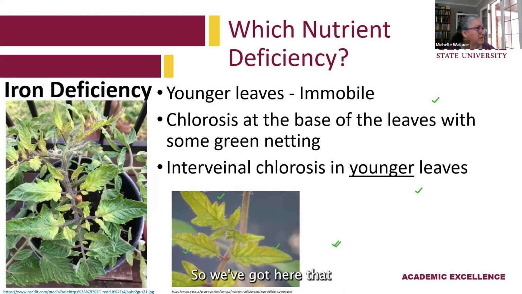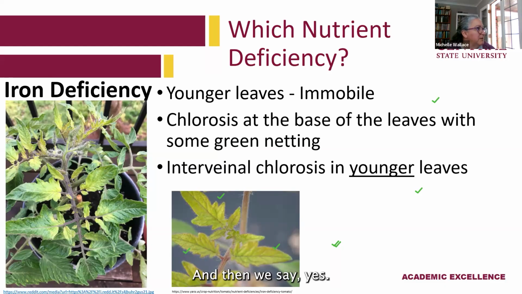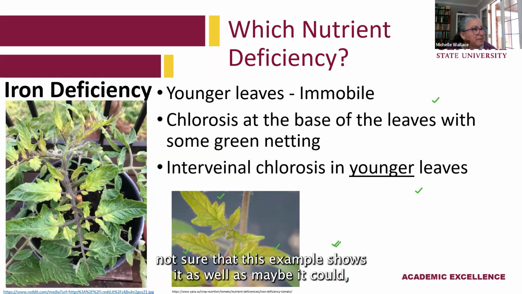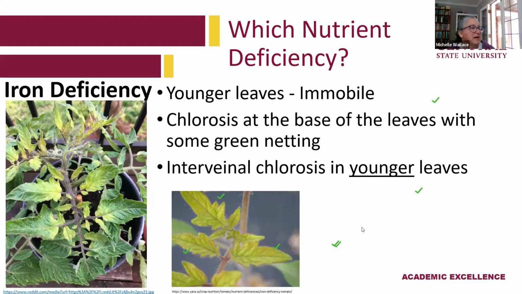So we've got here that we follow the no, because we want to follow the young leaves with intervenal chlorosis. And then we say yes. And then we see that we've got sharp distinction between the veins and the chlorotic areas. I'm not sure that this example shows it as well as maybe it could, but this was the best example I could find of the intervenal chlorosis for iron. So hopefully you can see that.